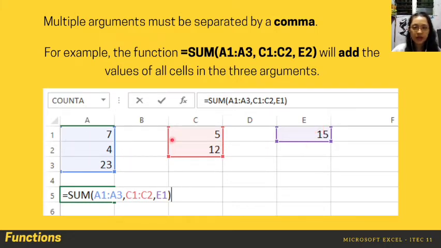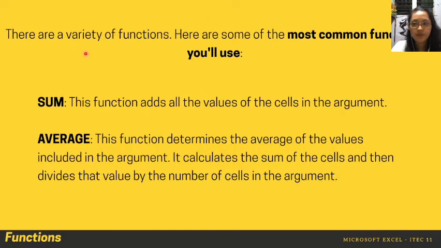So, for example, we have that data nga nagbuwag-buwag. So, we highlight this one and highlight another one and this one. So, it is separated by a comma. So, that is a multiple argument example. So, there are varieties of functions. Here are some of the most common functions we are going to use or we are using.